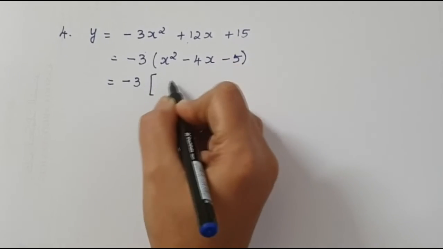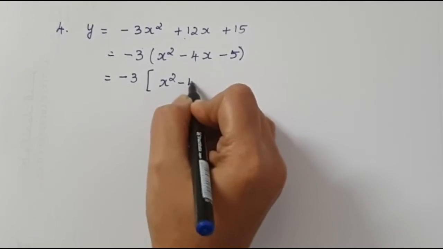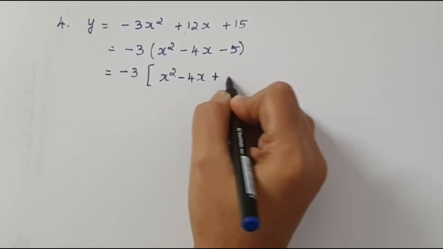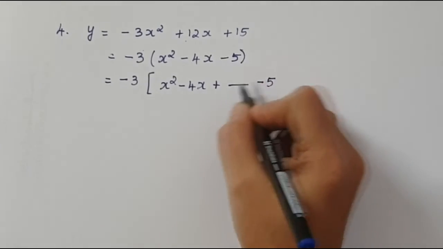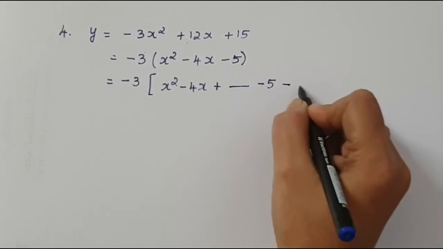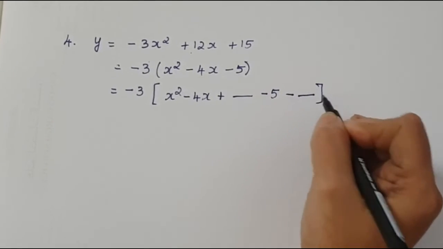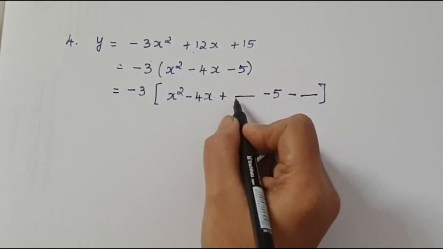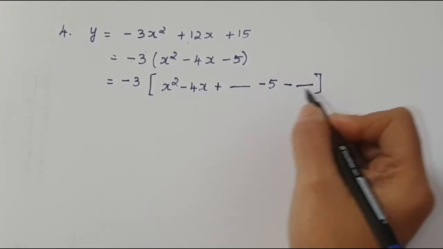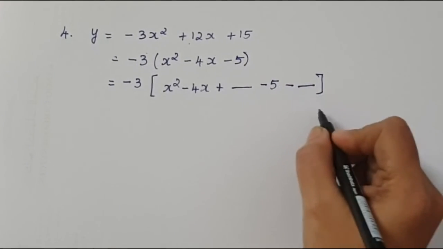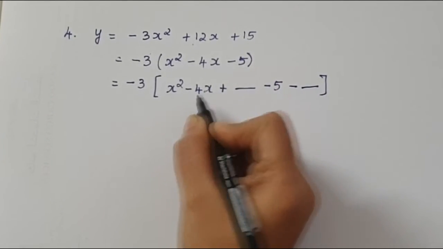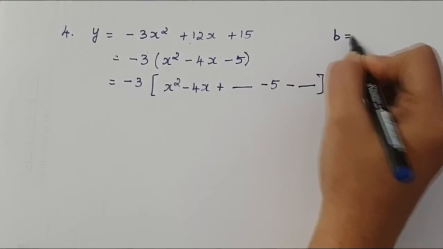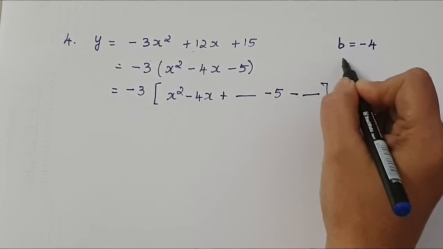That is, we write the first two terms, that is x squared minus 4x plus a gap. Then we write the minus 5 which is present over here. Since we are adding something, we have to subtract a number as well. So these two entries we have to write. Now we have to find the value for b. What is our value for b? The coefficient of x is the value for b. So our b will be equal to negative 4.